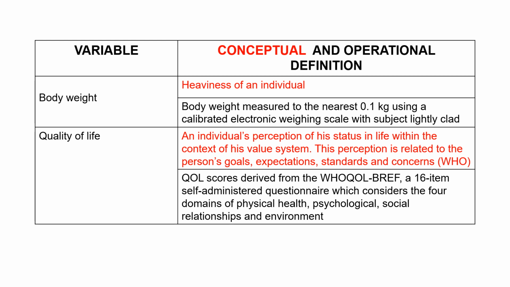Body weight is conceptually defined as heaviness of an individual. Operationally, it is measured to the nearest 0.1 of a kilogram using a calibrated electronic weighing scale with the subject lightly clad. Quality of life is conceptually defined as an individual's perception of his status in life within the context of his value system. Operationally, it is defined as the total quality of life scores derived from a 16-item self-administered questionnaire which considers the four domains of physical health, psychological, social relationships, and environment.